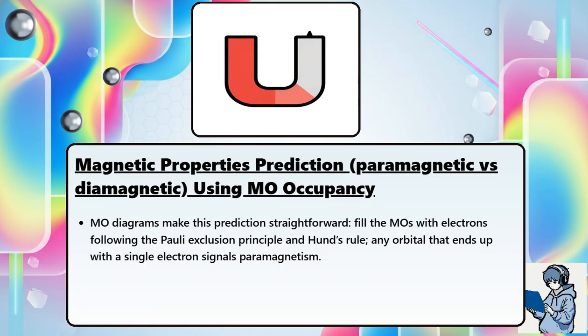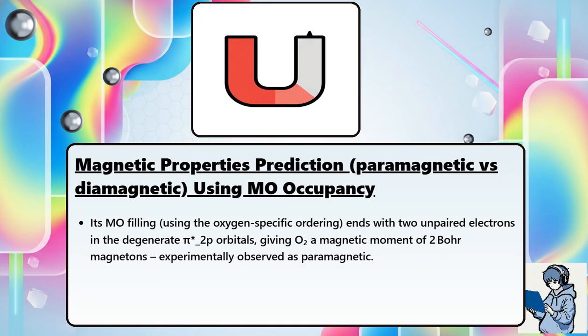MO diagrams make this prediction straightforward. Fill the MOs with electrons following the Pauli exclusion principle and Hund's rule. Any orbital that ends up with a single electron signals paramagnetism. Example: O2. Its MO filling, using the oxygen-specific ordering, ends with two unpaired electrons in the degenerate pi star 2p orbitals, giving O2 a magnetic moment of two Bohr magnetons, experimentally observed as paramagnetic.